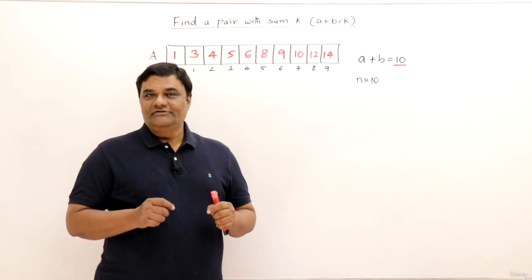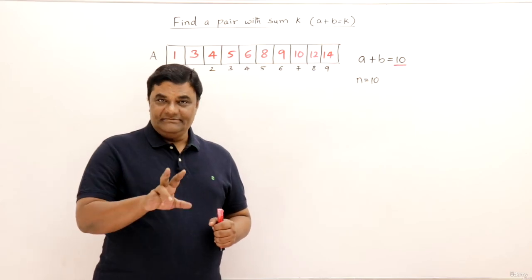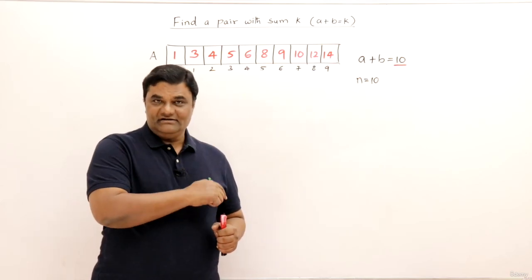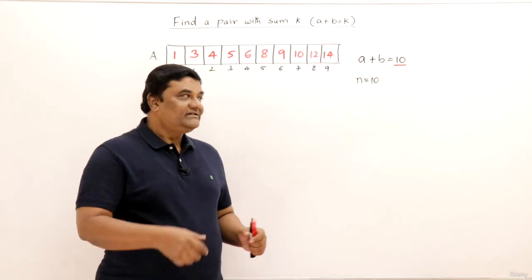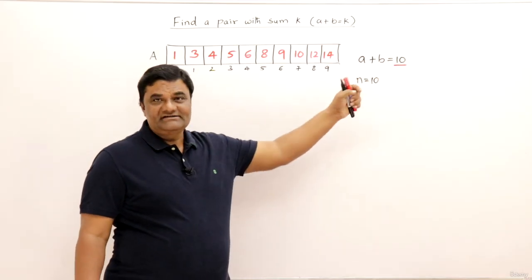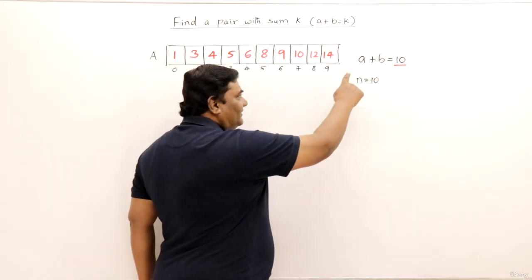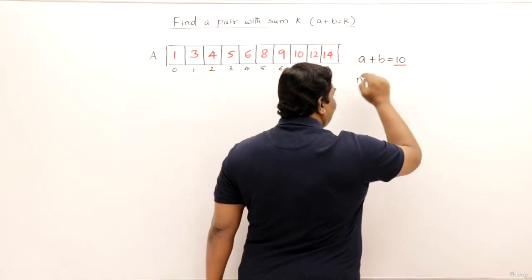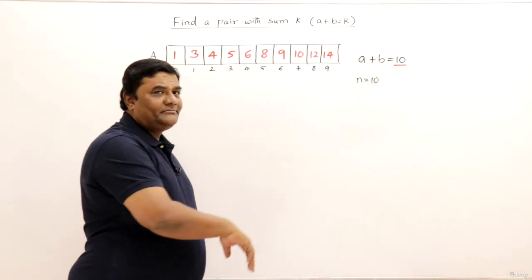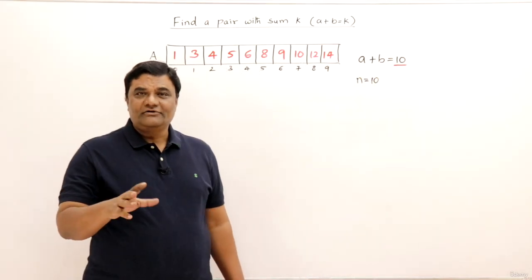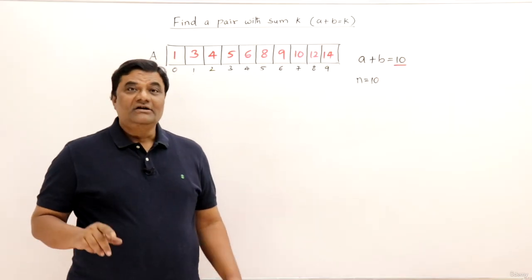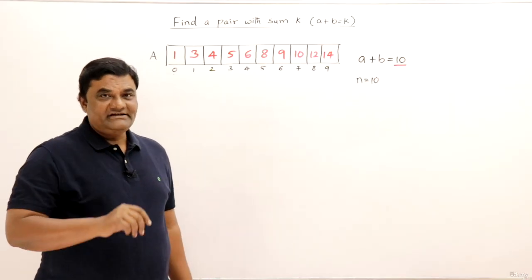In this video, we will solve a problem to find a pair of elements in a sorted array such that their total is equal to a given number, for example 10. We want a pair of elements A and B such that their total is equal to 10. In my example I have taken 10, but it can be anything. For any given number, we have to find out whether a pair of elements exists in the array or not.